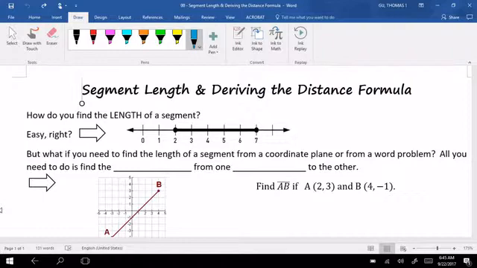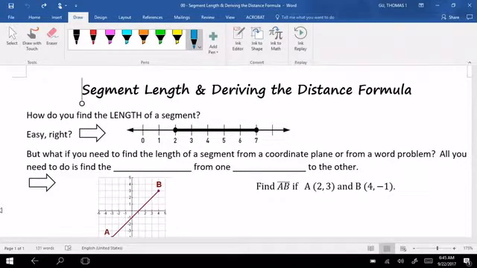But anyways, today we're moving on from Unit 1 to Unit 2. Get hyped! Today we're moving on to segment length and deriving the distance formula. All right, so let's get started with these notes.